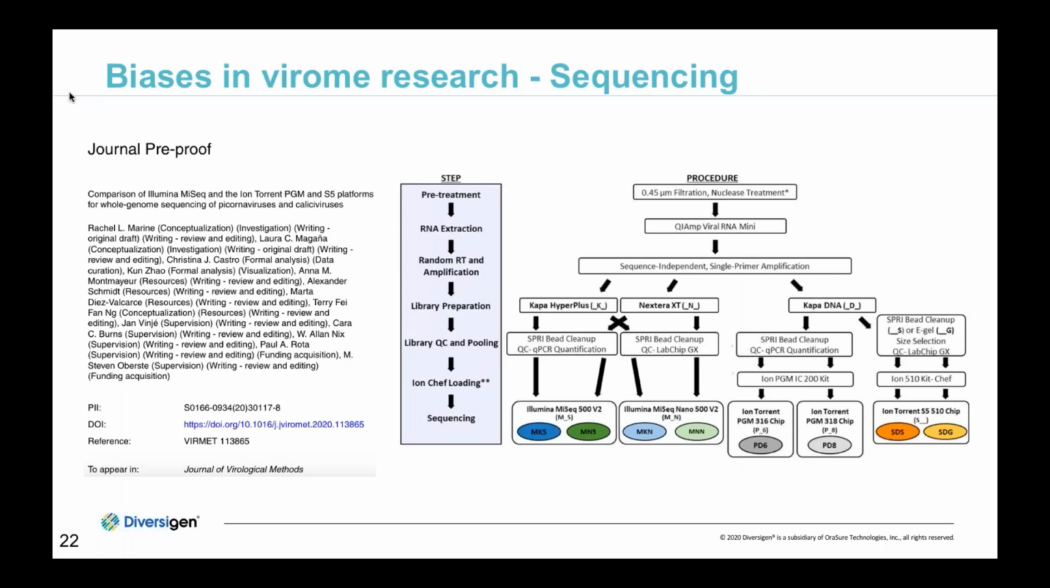The effect of the sequencing platform has been evaluated for viruses, as I mentioned, and this is a proof article that should be published this year, where the effect of the Illumina versus the Ion Torrent sequencing platforms, as well as different sequencing kits, were evaluated.